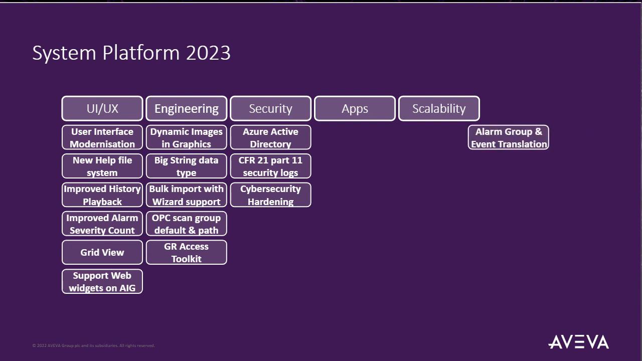Okay, let's move on to apps a little bit. Now, a couple of things we did in apps is, first of all, we did alarm group and event message translation. Alarm message translation was done in InTouch a while back. We ported that to OMI in a previous version, I think in 2020 R2 SP1, that became available. But we wanted to make it better. We wanted to add more of this, so we added event message translation and group translation as well.